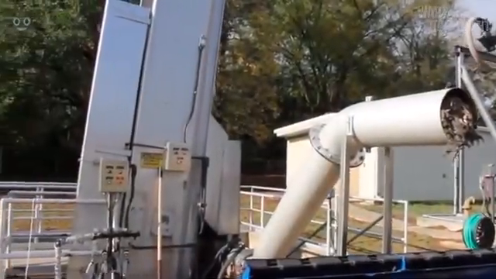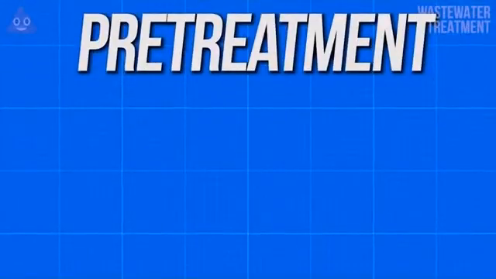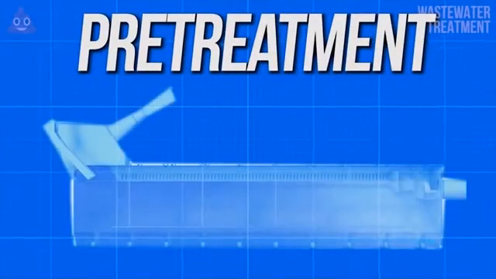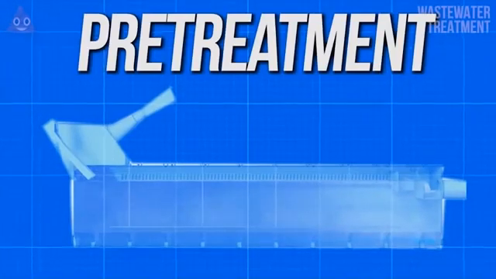This first process where bar screens are used is commonly referred to as pre-treatment. The sole intention of pre-treatment is to remove the outliers in the sewage and make the whole mixture a little more homogeneous, or slightly less chunky.